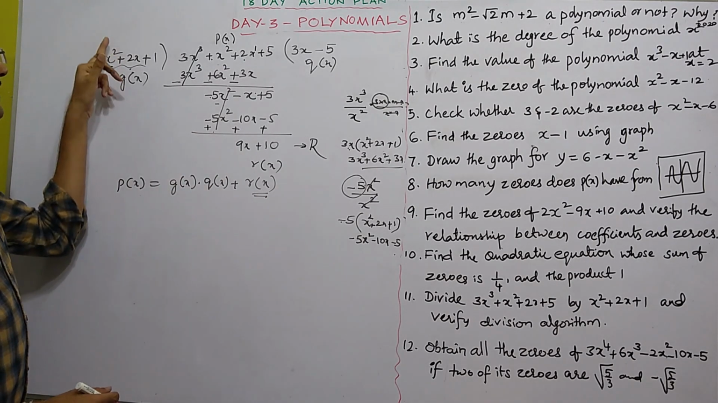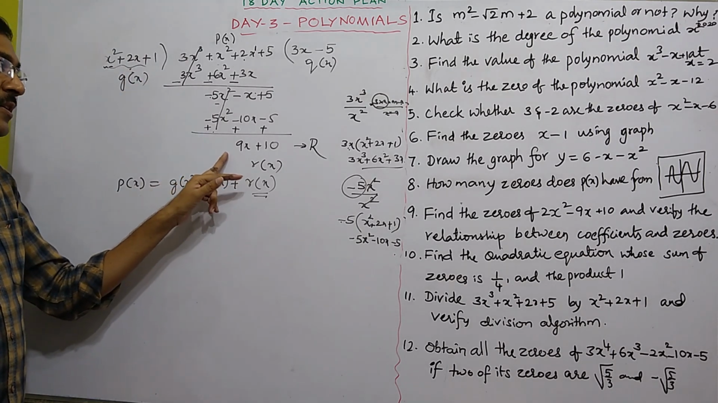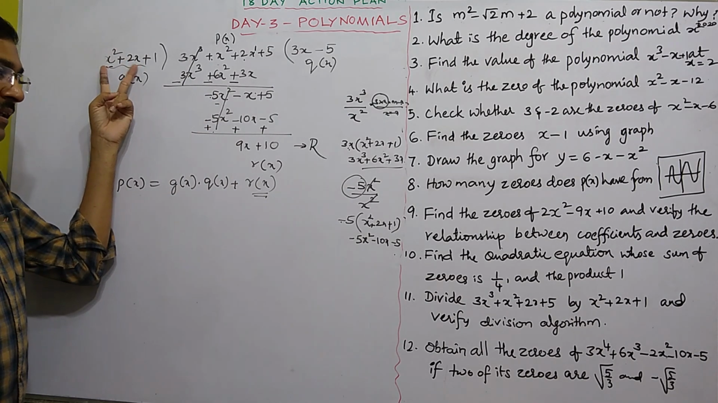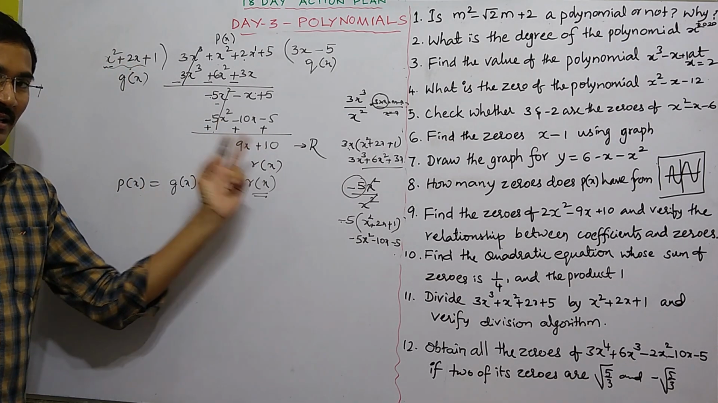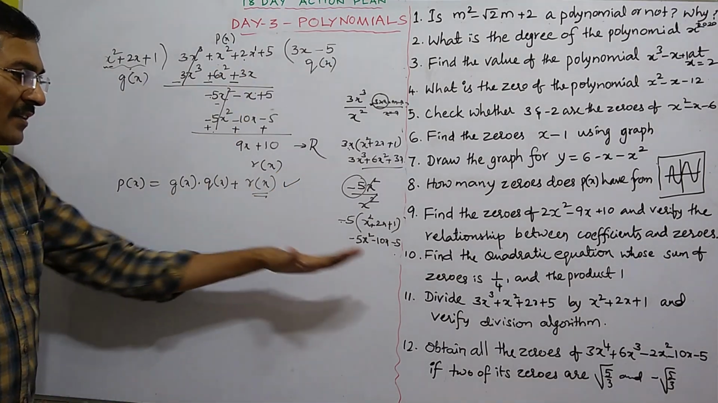That means if its degree is 1, for example, its degree will be 0. That means it will be a constant. So when you divide any polynomial by a first degree polynomial, the remainder will be a constant. Now you can substitute this and check it, and this will be valid. So it's asking us to verify.